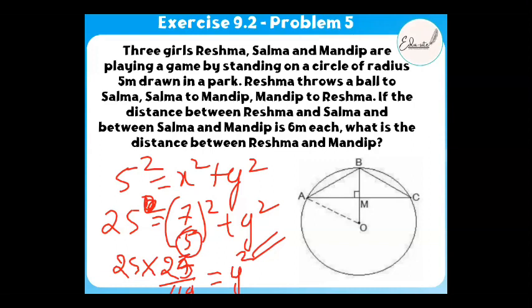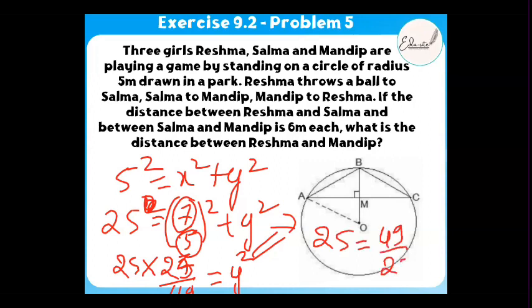Oh, okay. And 7 square? Yes. Understood? Or else let's keep it in this way. 25 is equal to 49 over 25, correct? Plus y square. Is it not correct? 5 square is 25, right? 7 square is 49.